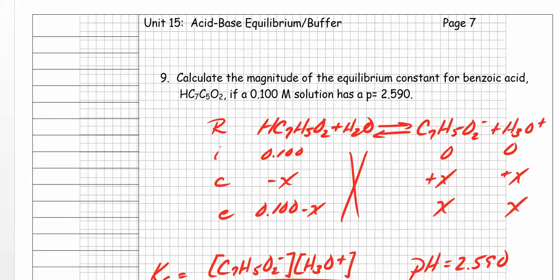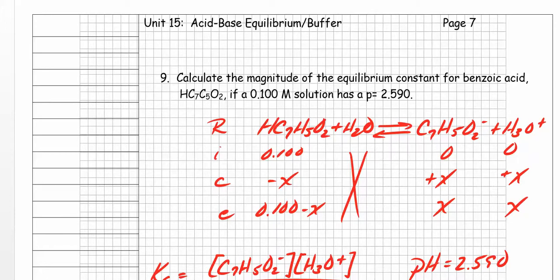It says calculate the magnitude of the equilibrium constant for benzoic acid, that's HC7H5O2, if a 0.1 molar solution has a pH of 2.590. Okay? So here we go. How do we do this?